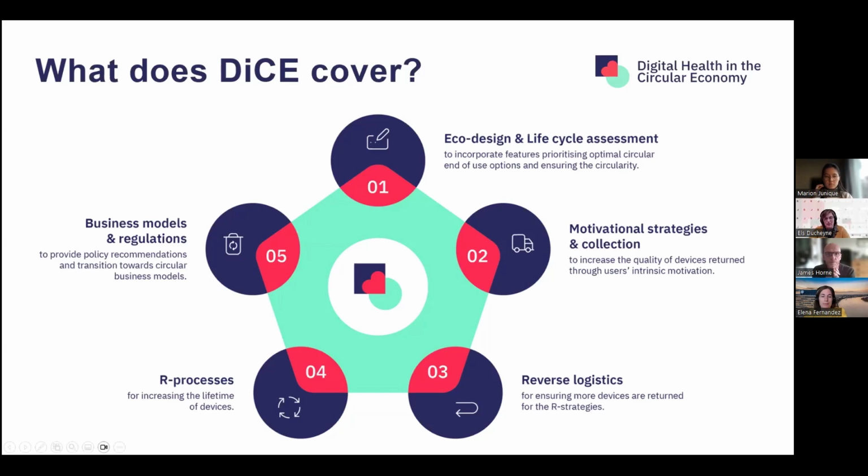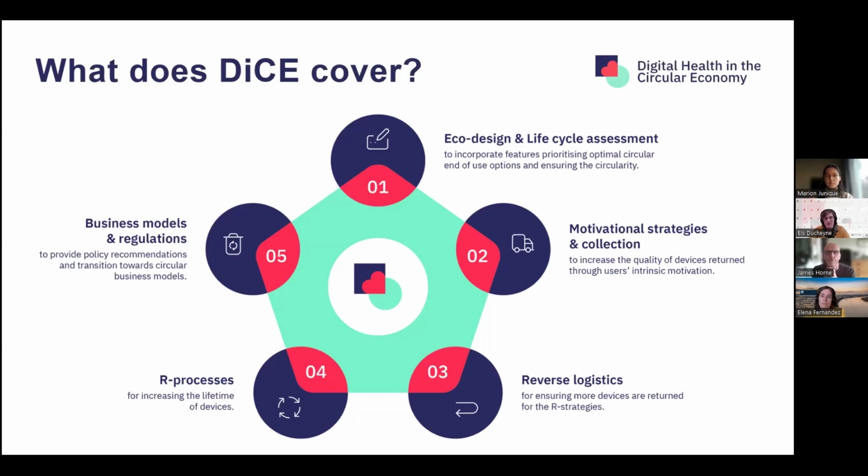Obviously, whenever we do the eco design, we want to make sure we go in the right direction, and we can only do that by measuring. So this is why we have the life cycle assessment guiding us in every step of this pentagon, really making sure that we are not sacrificing something along the way.